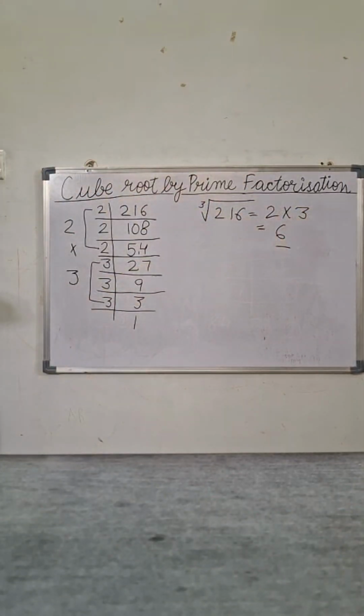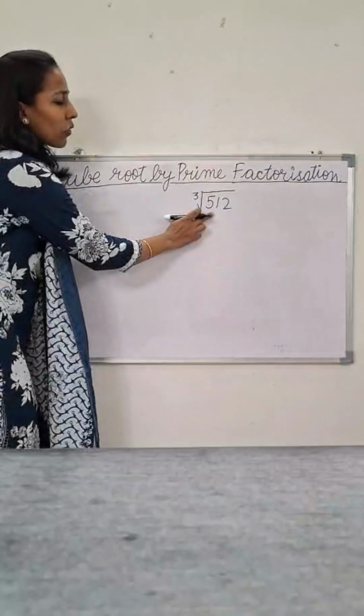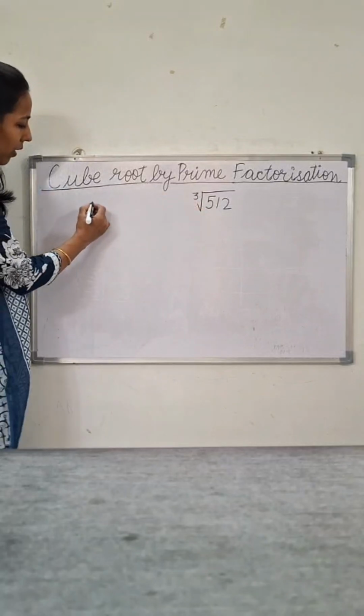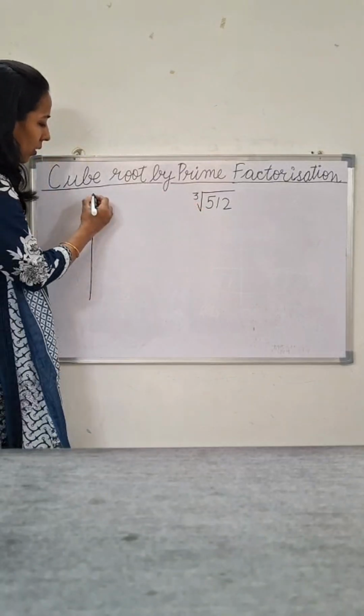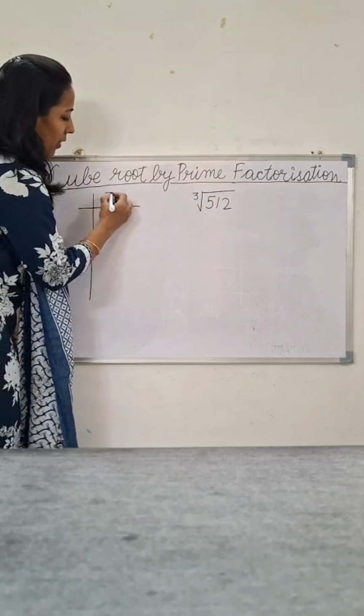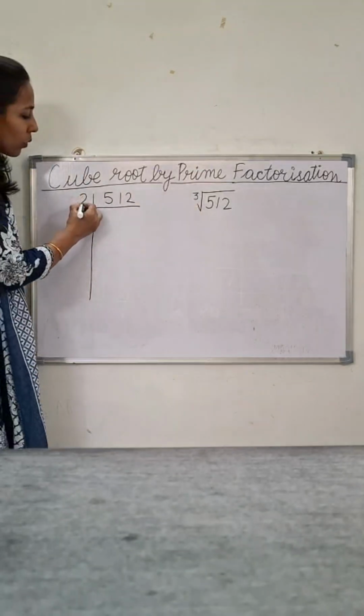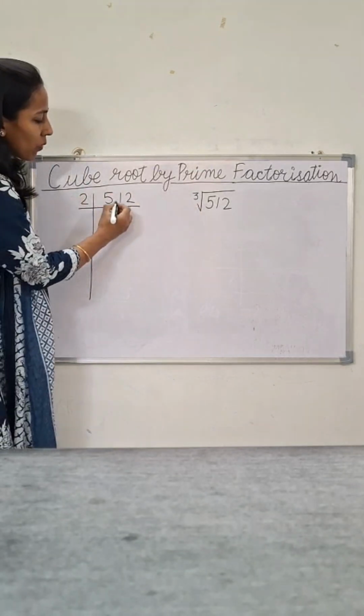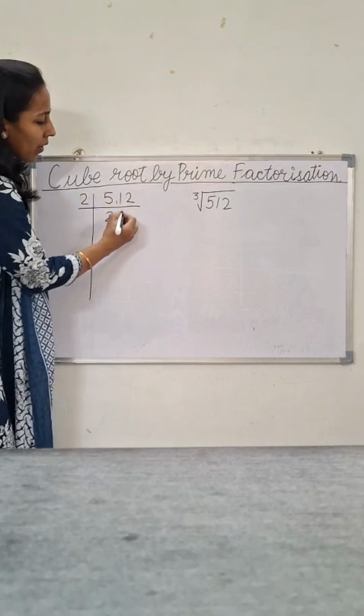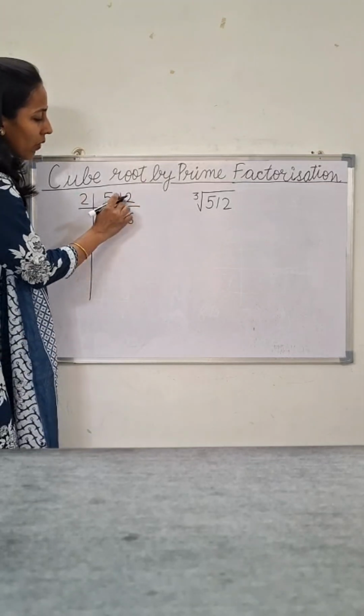Let's take one more example. Let's find out cube root of 512. 512, this is an even number. So this is divisible by 2. 2 2s are 4, 1 left, 2 5s are 10, 1 left, 2 6s are 12.